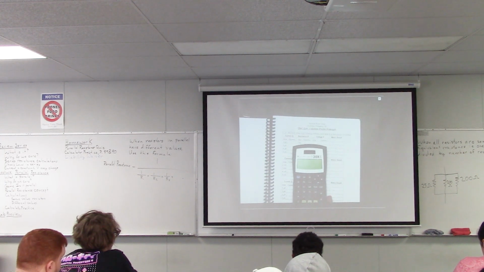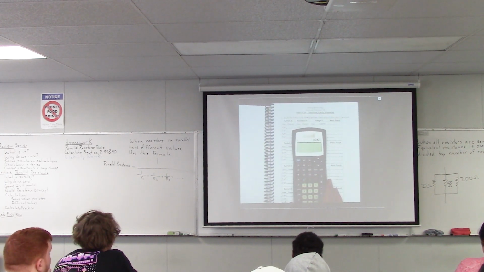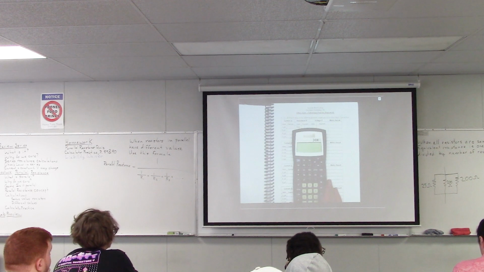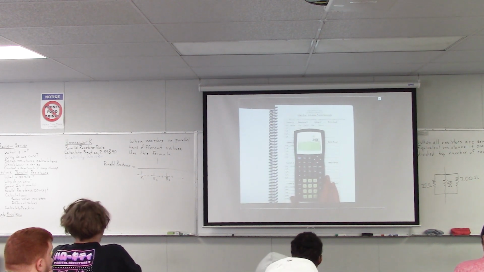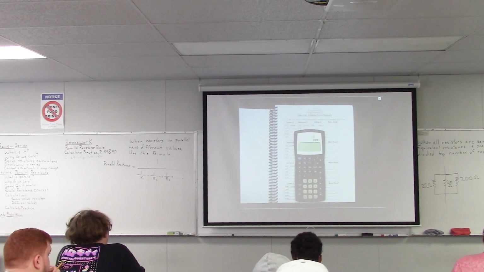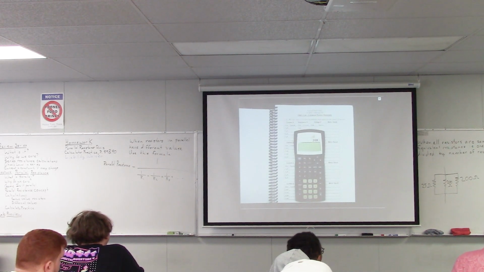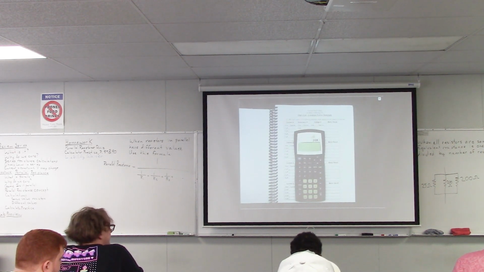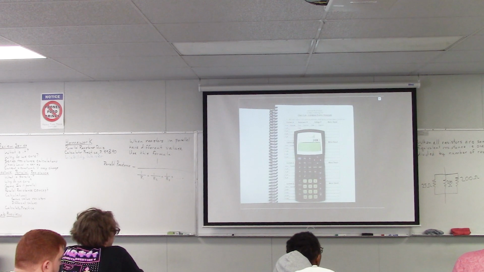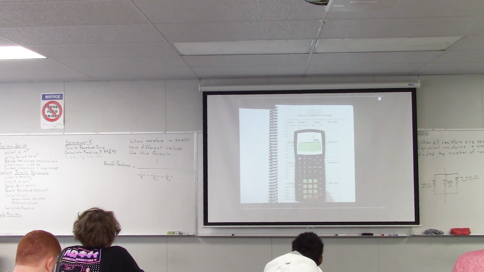Many different calculators have this functionality on them. I will show you how to do it on this calculator in particular, but this functionality is present in many different ones, and if you have a different one and you can't quite figure out how to do it, just let me know, or Fred or Stephen, and we can help you work with that. So we're going to turn the calculator on.